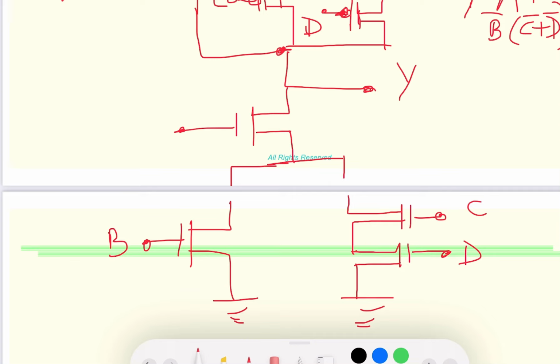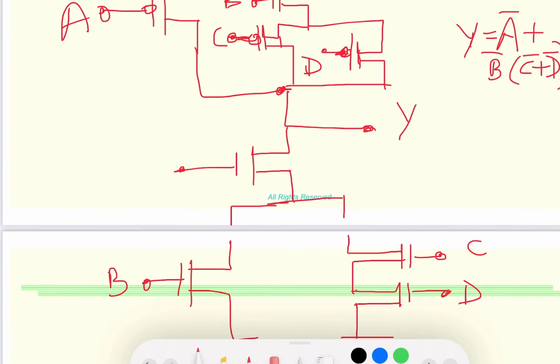So this is how we can implement the logic, either using a pull-up network or a pull-down network, either using PMOS or NMOS. Now, looking at these, we can also convert a PDN into a PUN, because we can see that when there is a series branch in one, it's implemented as a parallel branch in the other one. So, which means we can obtain one from the other type.